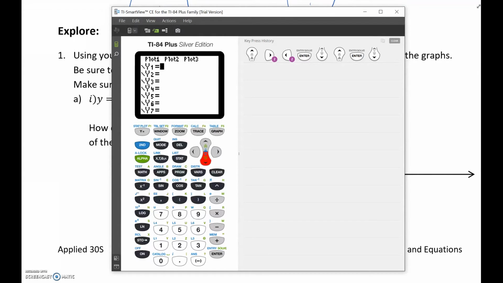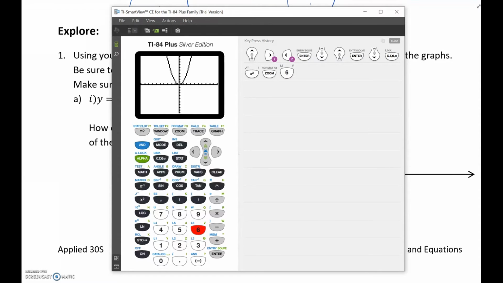So let's put in x squared, and x squared is going to be our parent function. What do I mean by that? We're always going to be comparing our graphs to x squared. So let's just have a quick look at that. Zoom 6 to see what that looks like. And there's that parabola shape. That's the standard, the parent function for a quadratic or for a parabola.